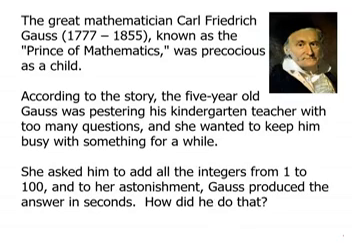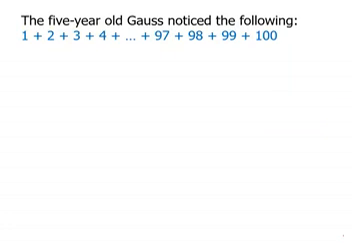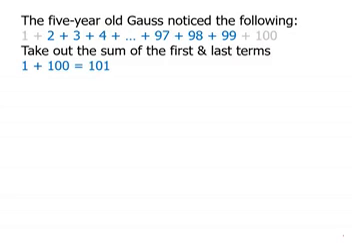She asked him to add all the integers from 1 to 100, and to her astonishment, Gauss produced the answer in seconds. How did he do that? Well, the 5-year-old Gauss noticed the following. Suppose we have all the numbers from 1 to 100 added up. Take off the first and the last.